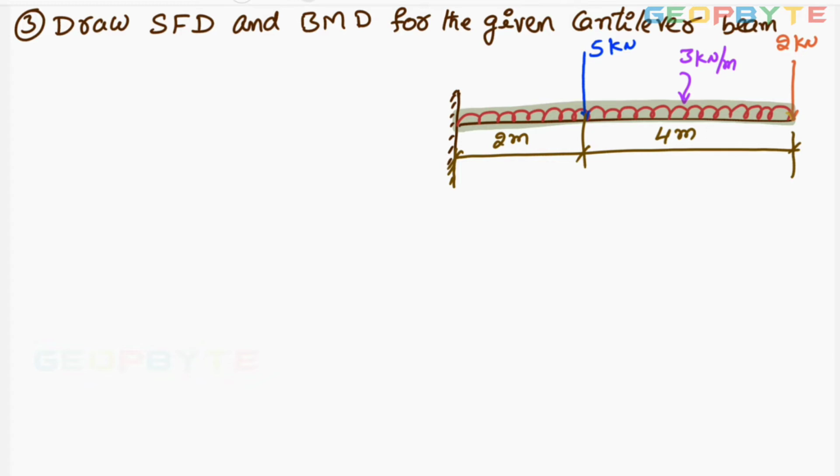Throughout the length, UDL is acting with a magnitude of 3 kilonewton per meter, and a 5 kilonewton point load is acting at a distance of 2 meters from the fixture. From the fixed end, at a distance of 2 meters, a 5 kilonewton point load is acting, and at 6 meter distance, a 2 kilonewton point load is acting, and throughout the length, that is along the 6 meters length of the cantilever beam, UDL is acting with a magnitude of 3 kilonewton per meter.